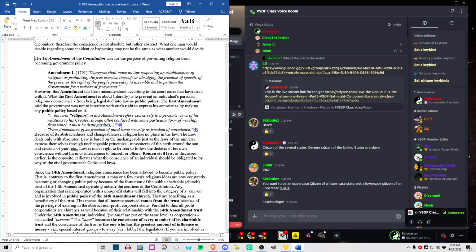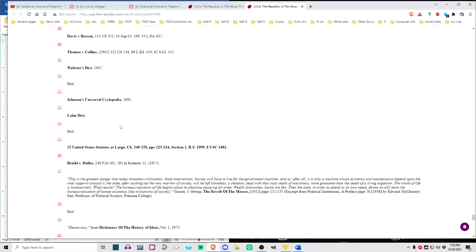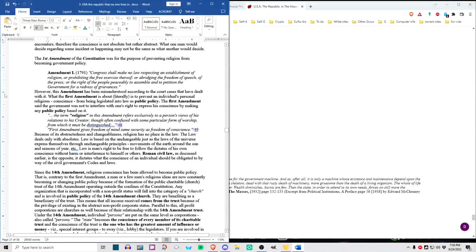Actually, I'll take a look at this court case and see what that's from too. Might as well, since we have the links in front of us. That was Davis versus Beason, 133 U.S. 333. Doesn't give a date, but anyway. Okay, so that's that. Because of its abstractions and changeableness, religion has no place in the law. Right, because it's conscience.